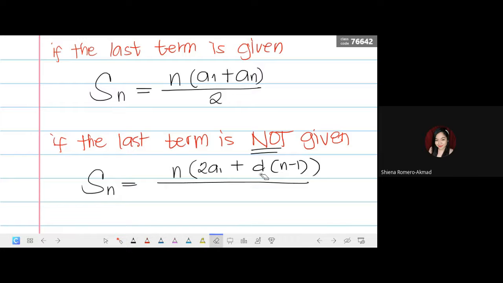Unahin natin yung n minus 1. N minus 1 times 3 divided by 2. So, ano yung pinagkaiba ng dalawa? Dahil hindi given ang last term dito, sa pangalawa, nag-substitute tayo ng formula doon. Kaya nagkaroon ng n minus 1 times 3. Tapos, naging dalawa yung a sub 1. Pero dito, a sub 1 plus a sub n.